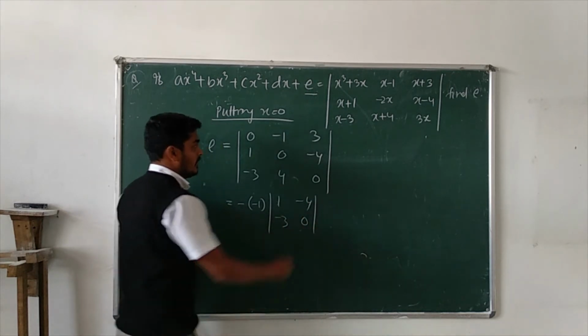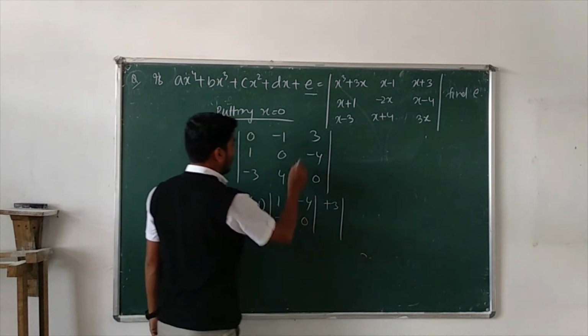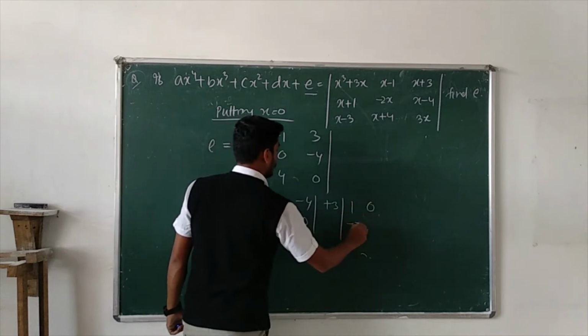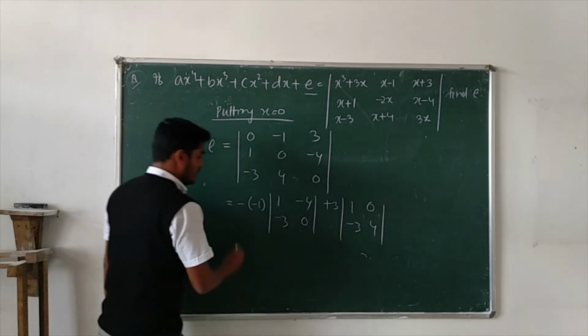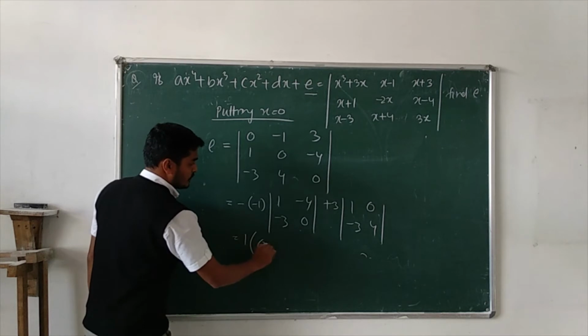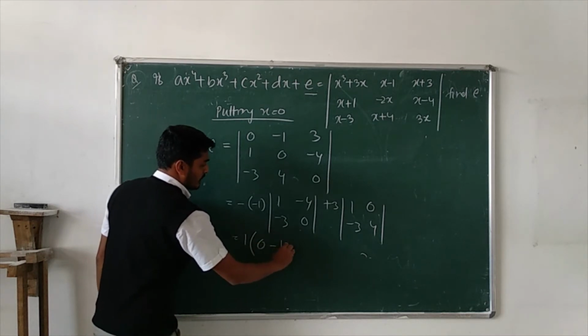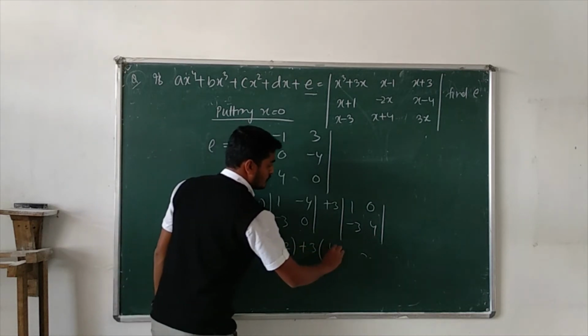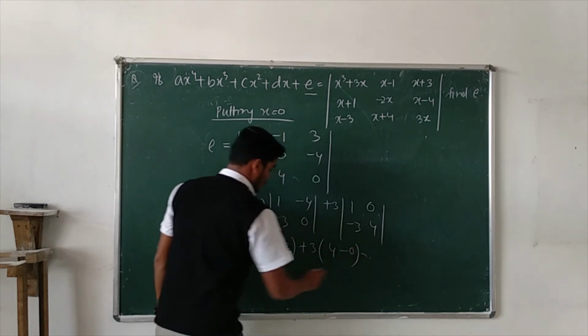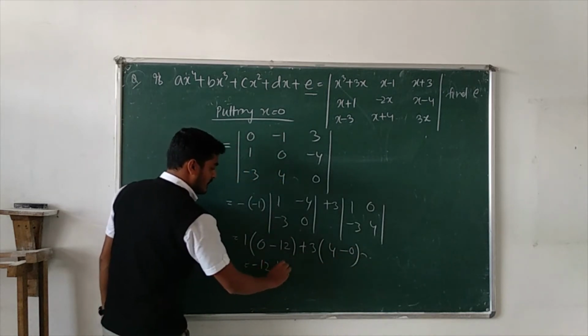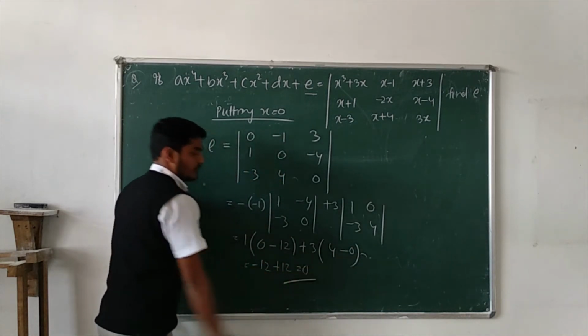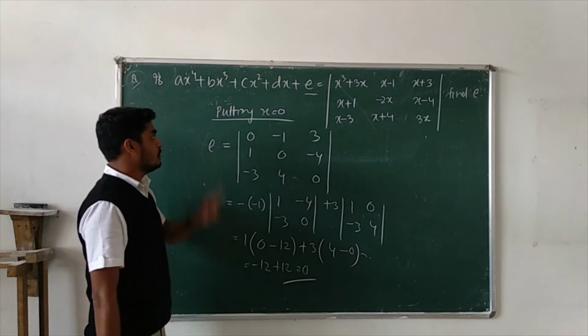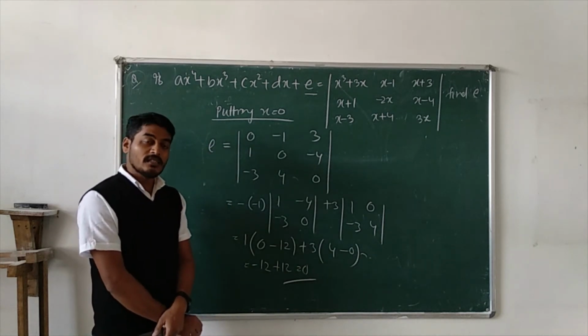Correct? And for plus 3 we will have 1, 0 minus 3, 4. Correct? So what do we have? 1. So 0 minus 12 plus 3 into 4 minus 0. So the answer is minus 12 plus 12, which is equal to 0. We have got that the value of the unknown quantity E is equal to 0.